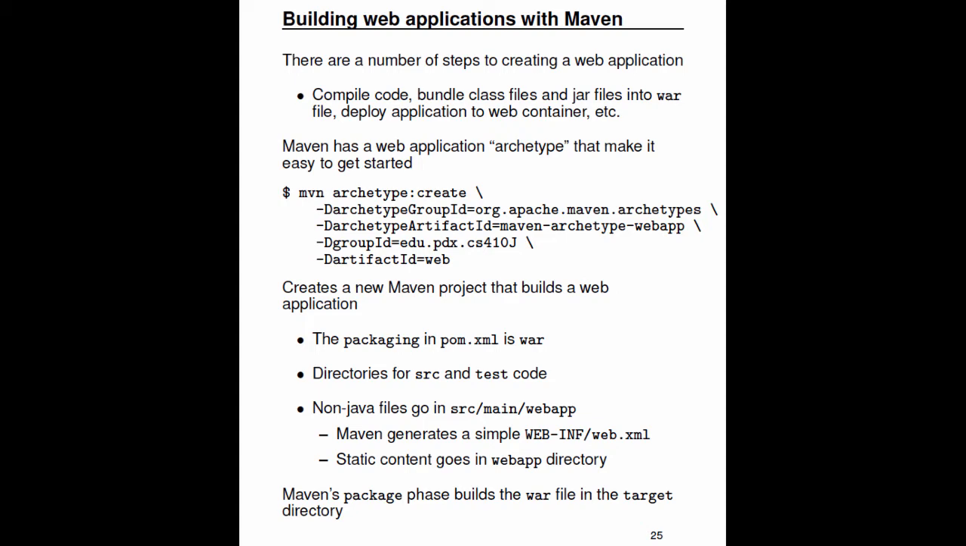So when you create one of these, what do you get? Well, you get a Maven project that is configured to build a WAR file. So if you look at the packaging tag in the pom.xml, it's not jar, it's war. It follows the same Maven conventions for directories for source and test code. And for files like web.xml and other things that end up in that WEB-INF directory, those all go in src/main, because it's part of your main application, web app. So that's where all of that stuff is. And the package phase knows to, instead of just creating a jar file, create a WAR file in the target directory with all the stuff that you have there in your src/main.